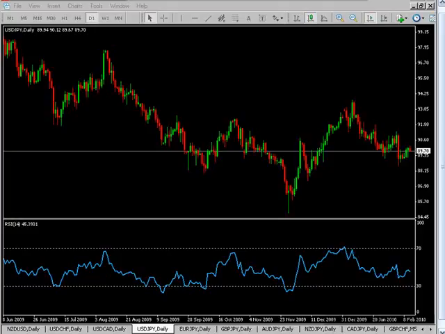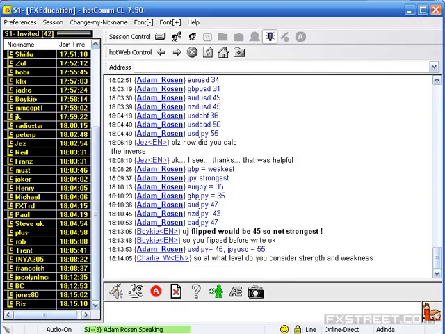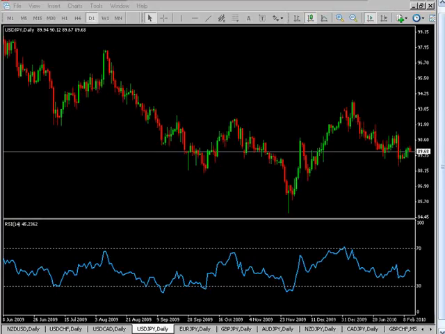If we would have bought the Aussie against almost, I would venture to say anything, that currency pair would have gone up. Aussie yen went up. Aussie Kiwi, I didn't look at the chart recently, I'm guessing it probably went up. Aussie dollar went up. Just about everything, Aussie CAD went up. Everything went up against the Aussie because the Aussie was very directional.